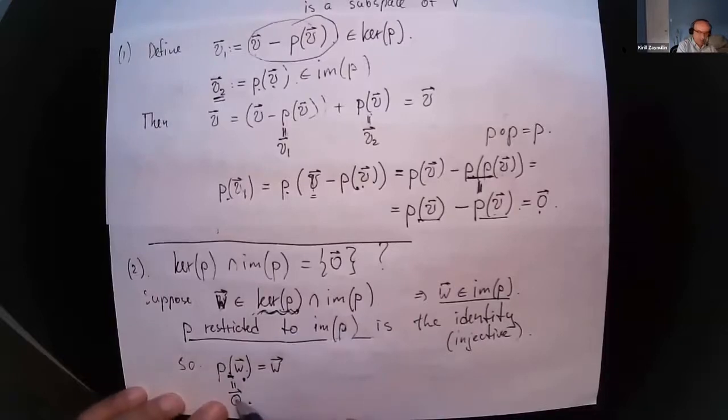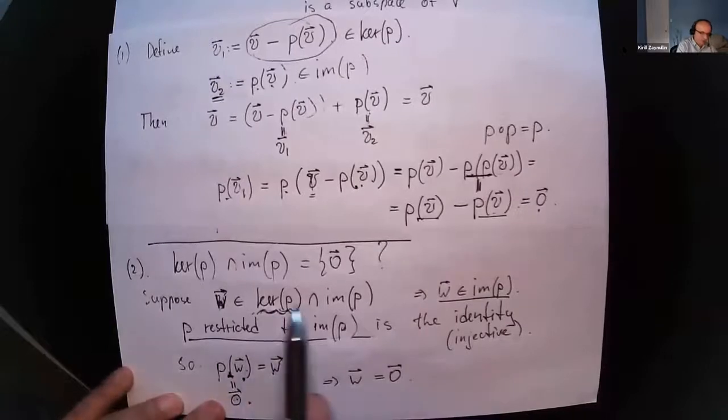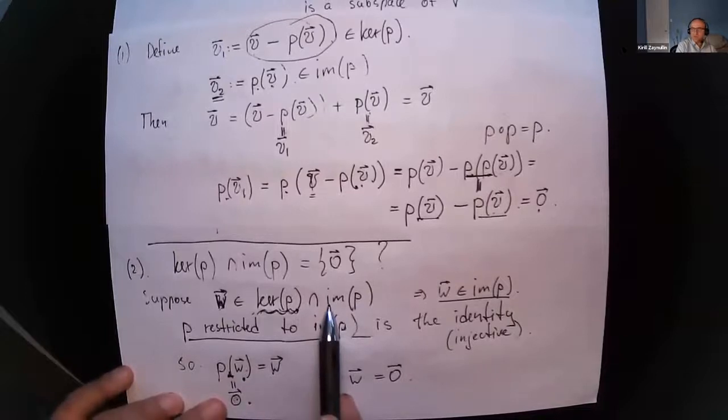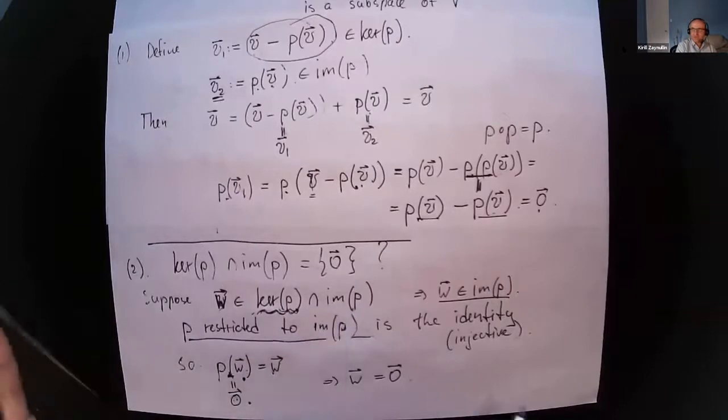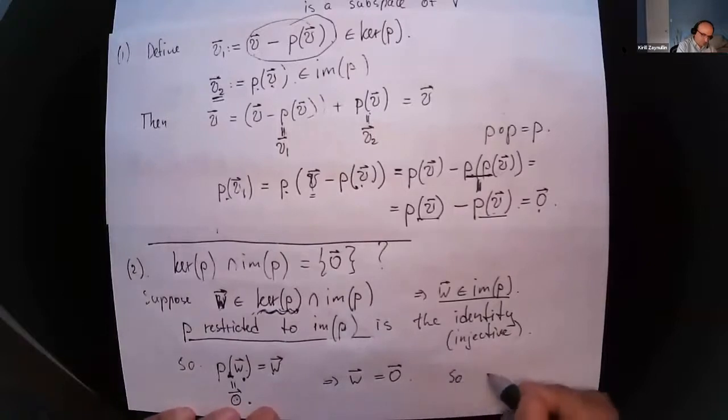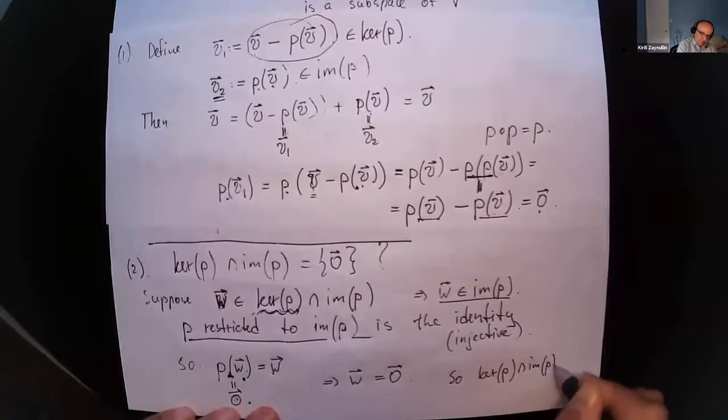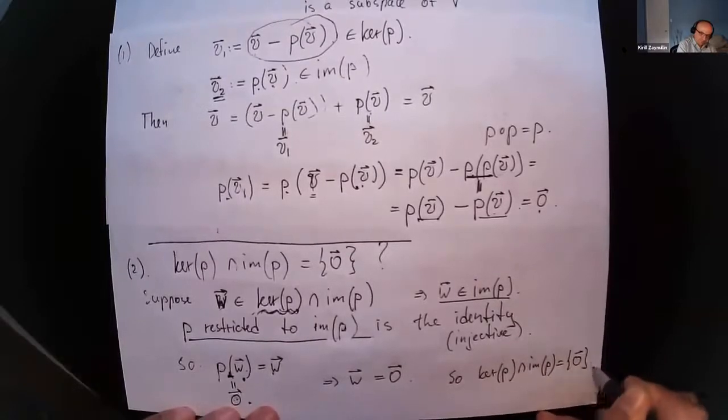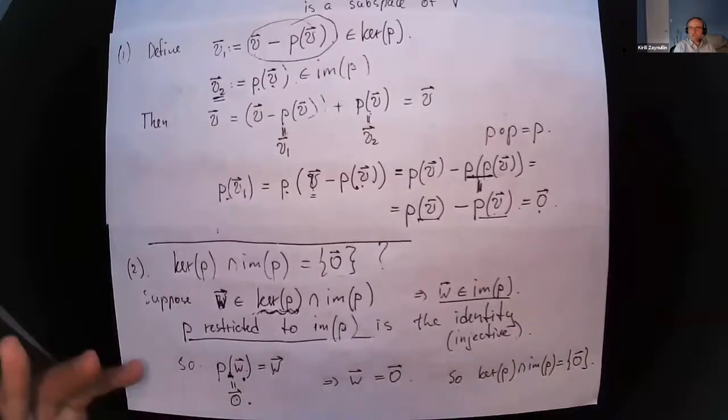Yes, exactly. So now I'll just read it like this: it's 0 and then it's W. So W has to be 0. If I take any element from the intersection, there's no way I can pick up something different from 0. So what's the intersection? The intersection is the trivial, the 0 intersection. So the kernel of P intersect the image of P is 0. And this finishes the proof.